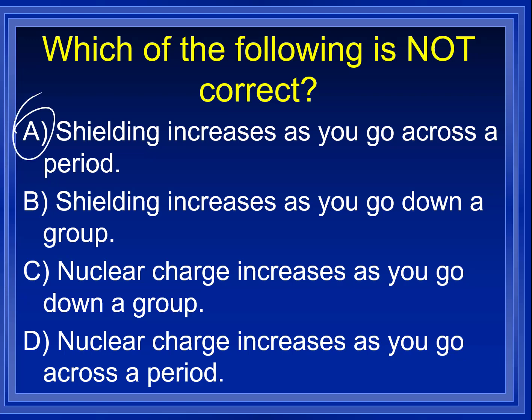It's A. Shielding doesn't change as you go across the period. Shielding increases as you go down. That's true. Nuclear charge increases as you go down, but shielding beats it. The shield wins out over the increased nuclear charge. And actually, the zigzag line is there because shielding wins over nuclear charge. Things hold on to their electrons less and less as you go down the table because shielding beats nuclear charge.